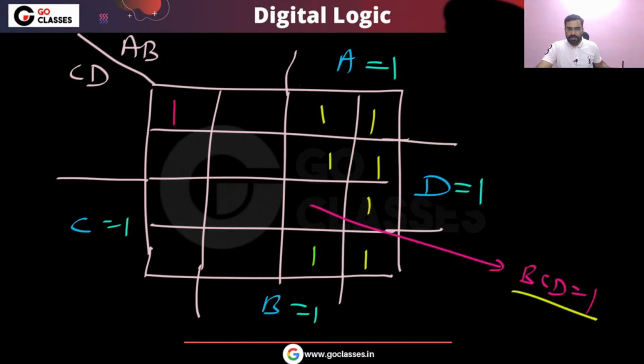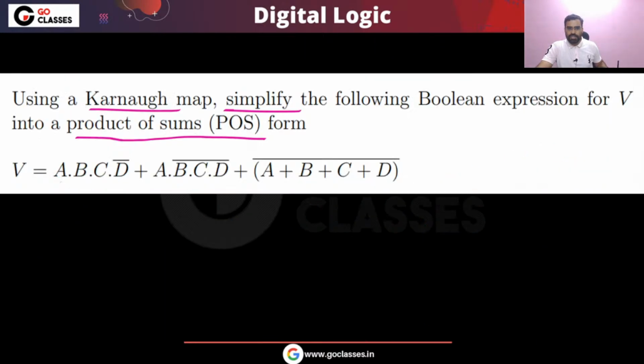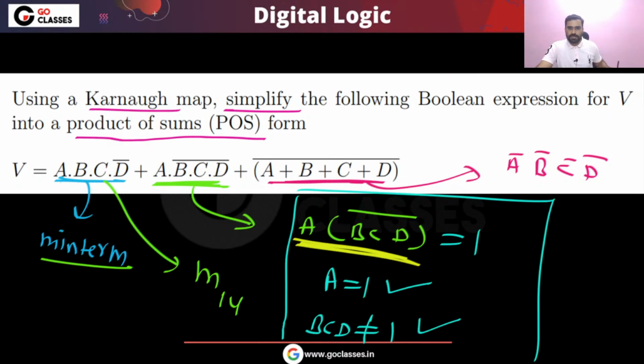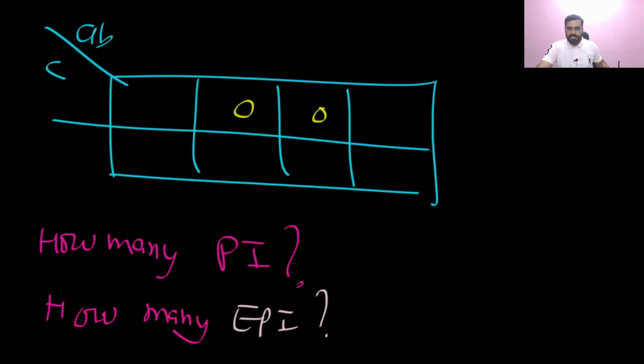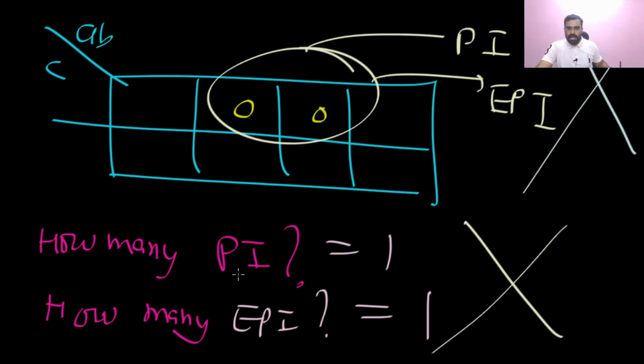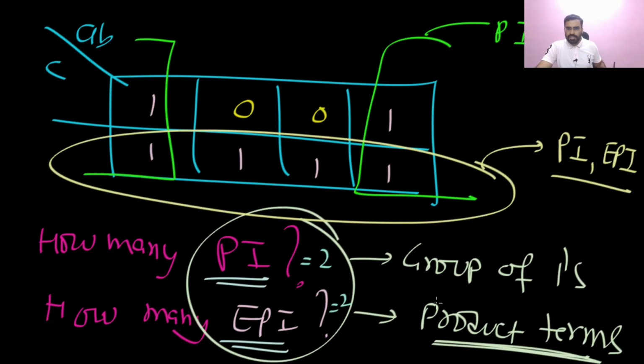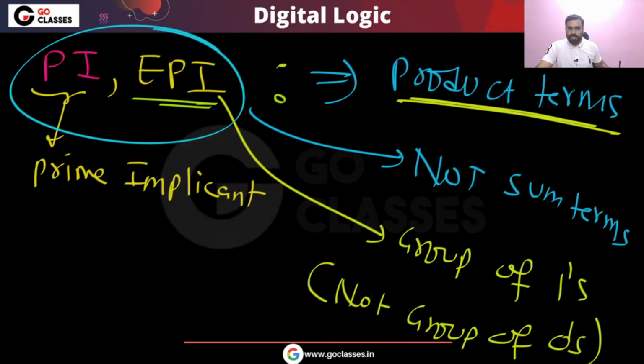Clear? Very simple. So this is your question, and in this question, this is the trick. Please remember, this question is the trick. So don't follow 0, 1. This prime implicant and this essential prime implicant are product terms. So these are groups of ones. These are not groups of zeros. Remember, these are not groups of zeros.